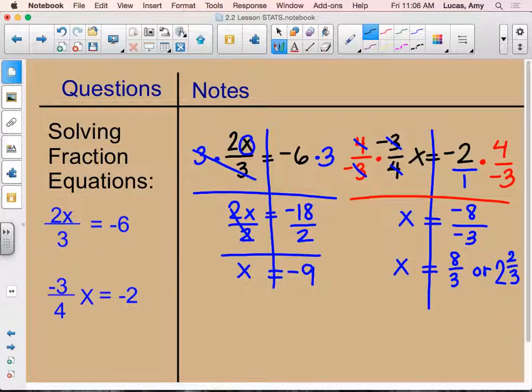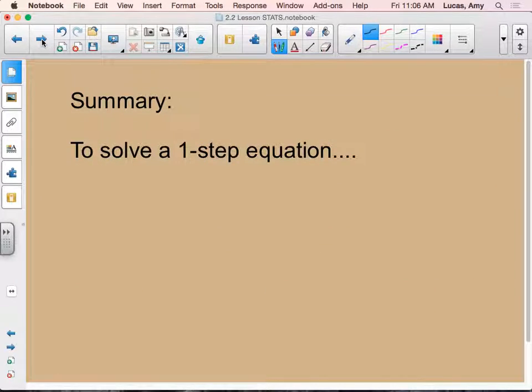You can solve these fraction problems when there's a fraction multiplied by your variable. You can solve it with two separate steps, multiplying and then dividing, or one step where you multiply by the reciprocal. You should be able to write a summary now explaining how to solve a one-step equation. So that means all of the ones that we've talked about, how to solve any of those equations.